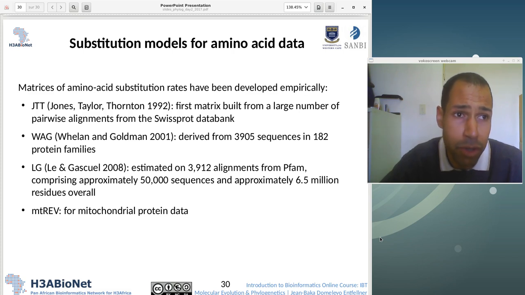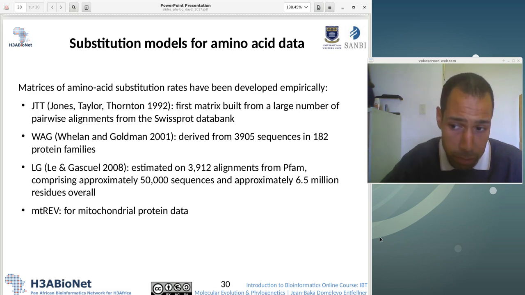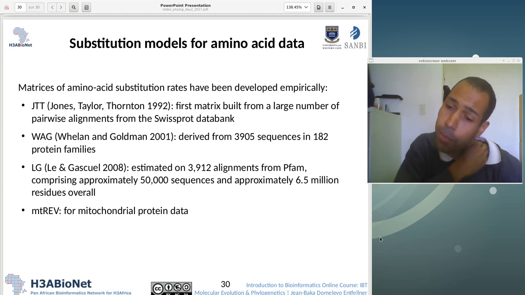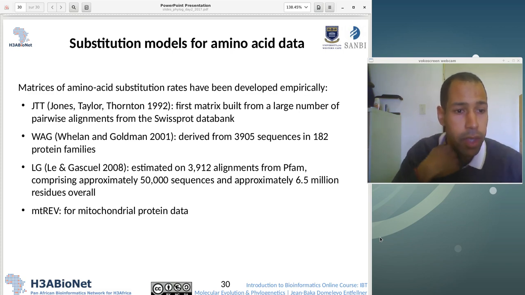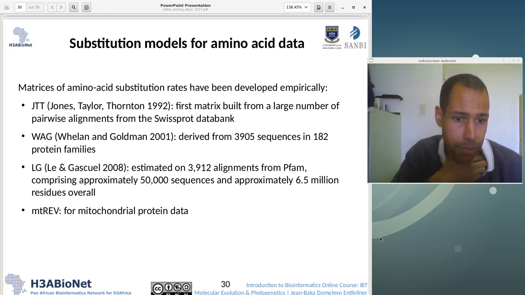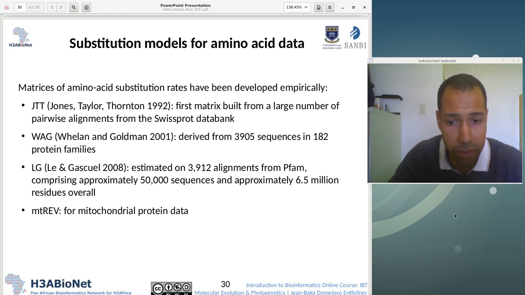For instance, you may know that amino acids I, L, and V, isoleucine, leucine, and valine, are very similar to each other. So of course they will have higher exchangeabilities than other pairs of amino acids. So JTT 1992, the first matrix built from a large number of pairwise alignments, Jones, Taylor, and Thornton. You have WAG, later on, Whelan and Goldman, also from analyzing a large number of aligned sequences, and LG, Le and Gascuel 2008.